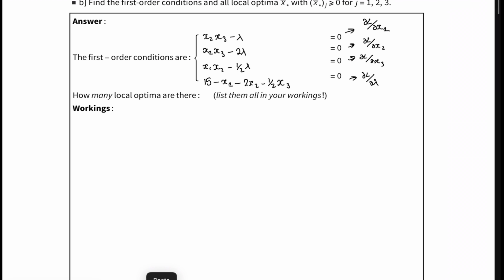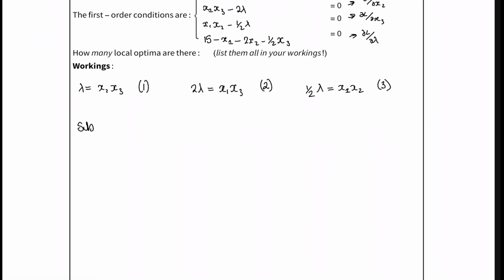If I now rewrite these first order conditions, we can write the first one as lambda is equal to x2 multiplied by x3, and I will label that equation 1. The second equation we can write as 2 lambda is equal to x1 multiplied by x3, and I will label that equation 2. And finally, the last equation we can write as a half lambda is equal to x1 multiplied by x2, and I will label that equation 3.